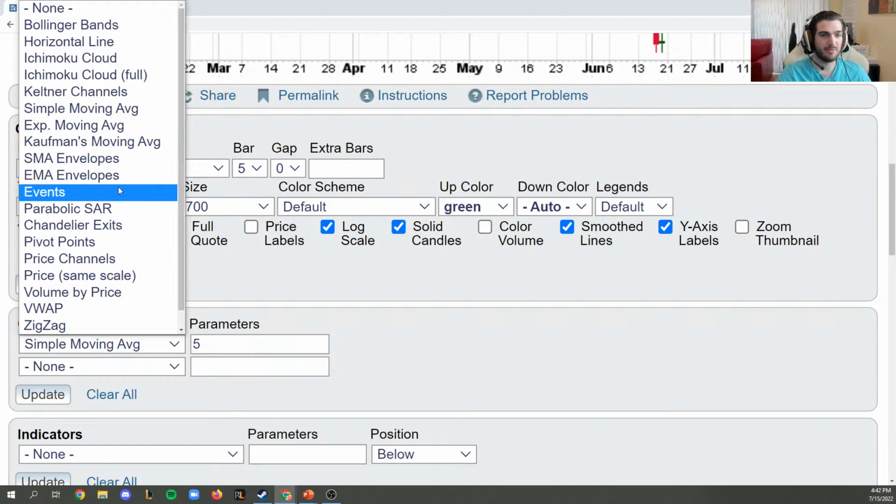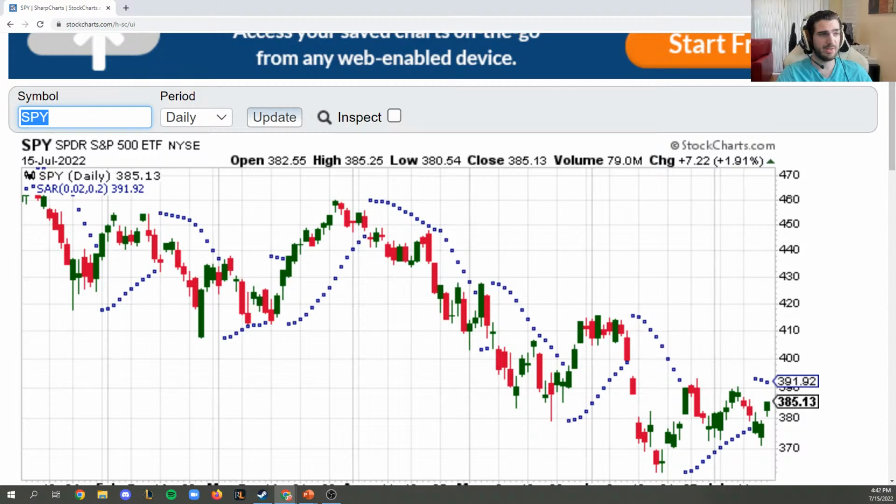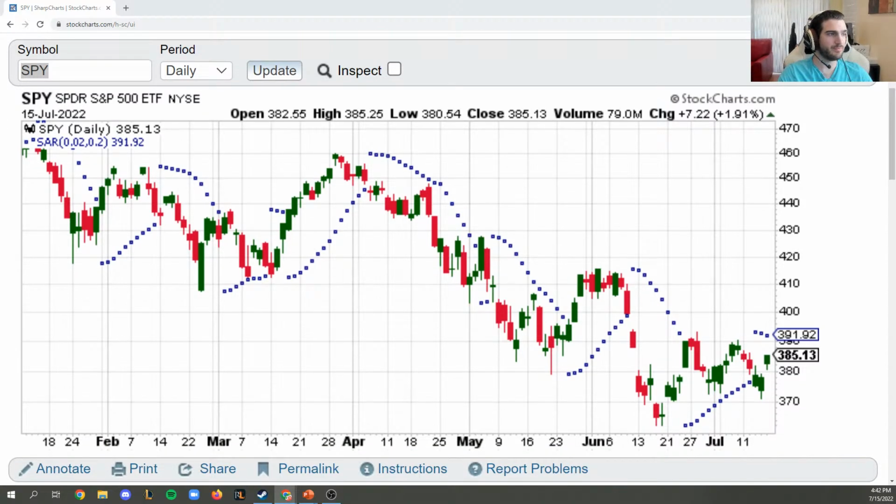Then we have parabolic SAR. This one is a little bit more complex to calculate, but is going to be our trends. So trends are going to be these uptrends and downtrends, showing periods where things were trending up and trending down. And some strategies will rely on buying when we see a trend reversal from down to up.